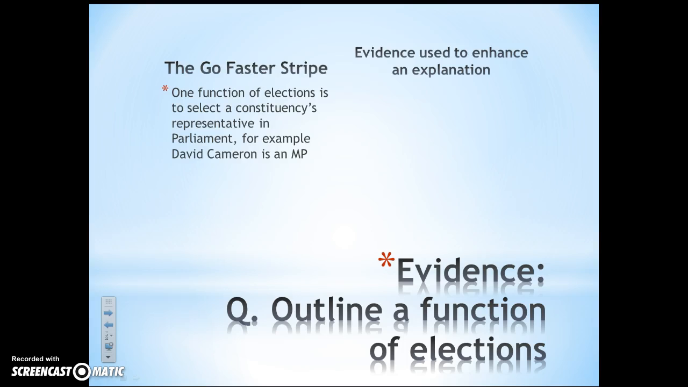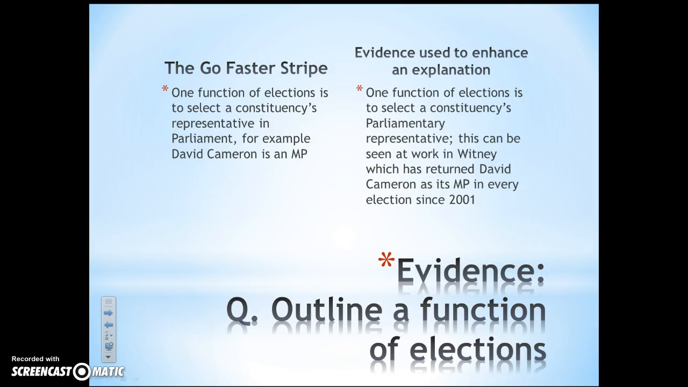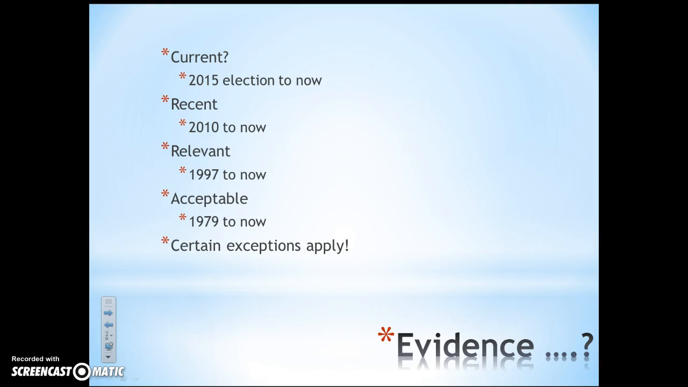Here's a little bit about using evidence, the difference between a go faster stripe and proper use. The go faster stripe, well, here we go. One function of an election is to select a representative, for example, David Cameron as an MP. It doesn't really help as much. We look at this one and we can see that even in the use of the evidence, they've enhanced their explanation. Both of these carry more or less the same information. It's just that here, that information has been put to better work. Make the evidence work for you, and your answer will become much more efficient and clearer.